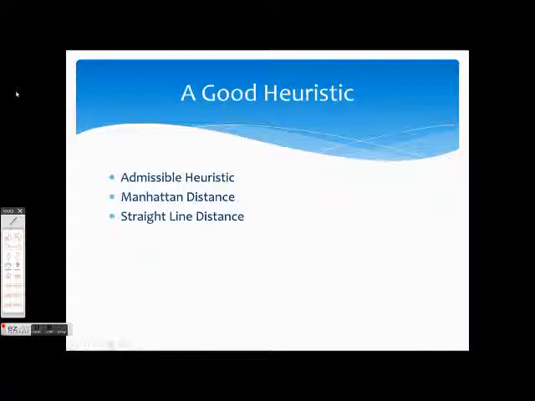A-star and similar algorithms use heuristics. A heuristic is something that helps determine the cost to a goal state. In order for a heuristic to be admissible, it can never overestimate the true cost. This is important because it guarantees optimality in a solution. 2 common heuristics are Manhattan distance and straight line distance.